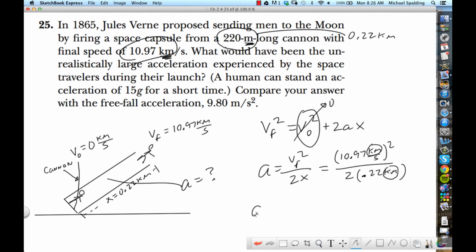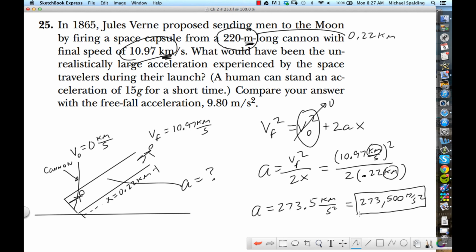Okay, so this gives us an acceleration of 273.5 kilometers per second squared, which is going to be equivalent to 273,500 meters per second squared. That's a huge acceleration. That's enormous. Okay, but did I do that correctly? Yeah, there's 1,000 meters in a kilometer.